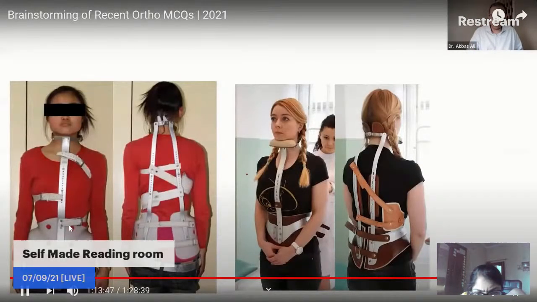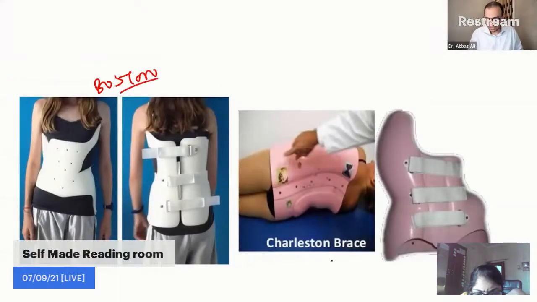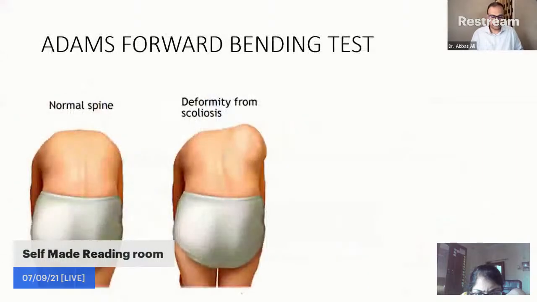So this is your Milwaukee brace. Can you clearly see the various types of braces that I'm showing you? Two rods in the back, one in the front. This is your Boston brace, and this is your Charleston brace. Okay, Charleston brace.